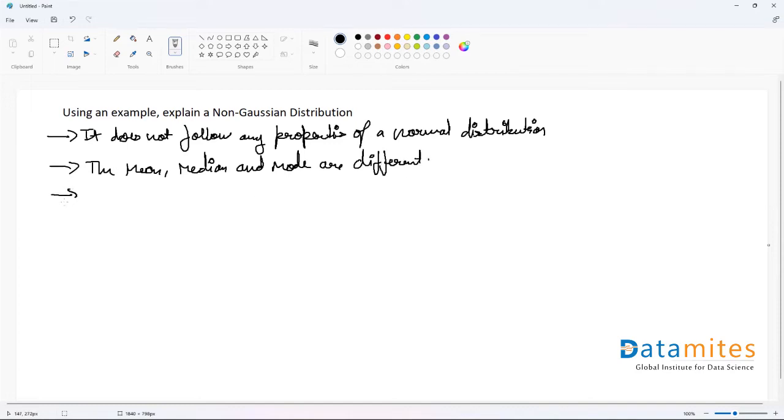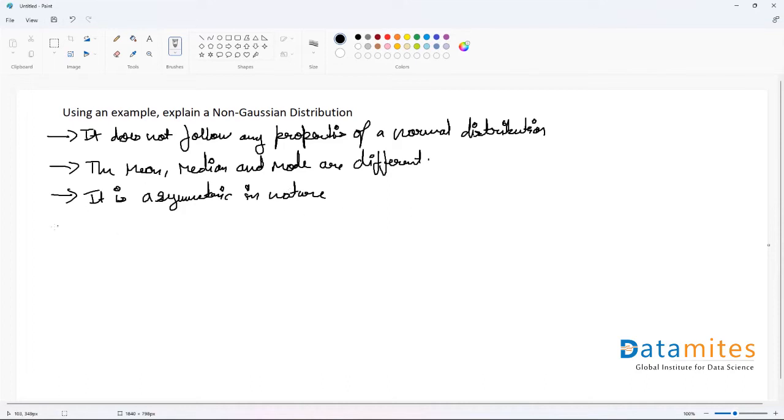So a non-Gaussian distribution is generally asymmetric in nature. That means if you split the distribution, it will not be in two equal parts. So yes, and even this is opposite of your normal distribution, where in a normal distribution, it's symmetric in nature. It's symmetric about the point mean.